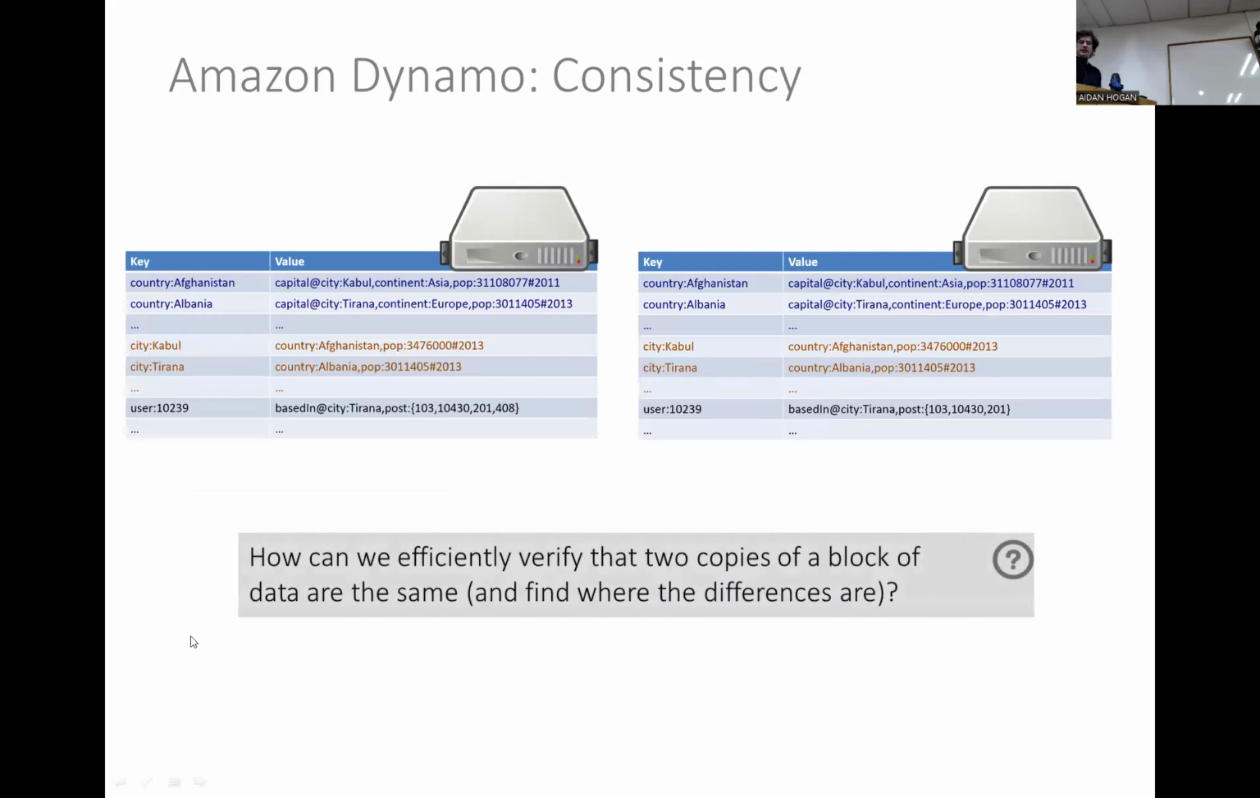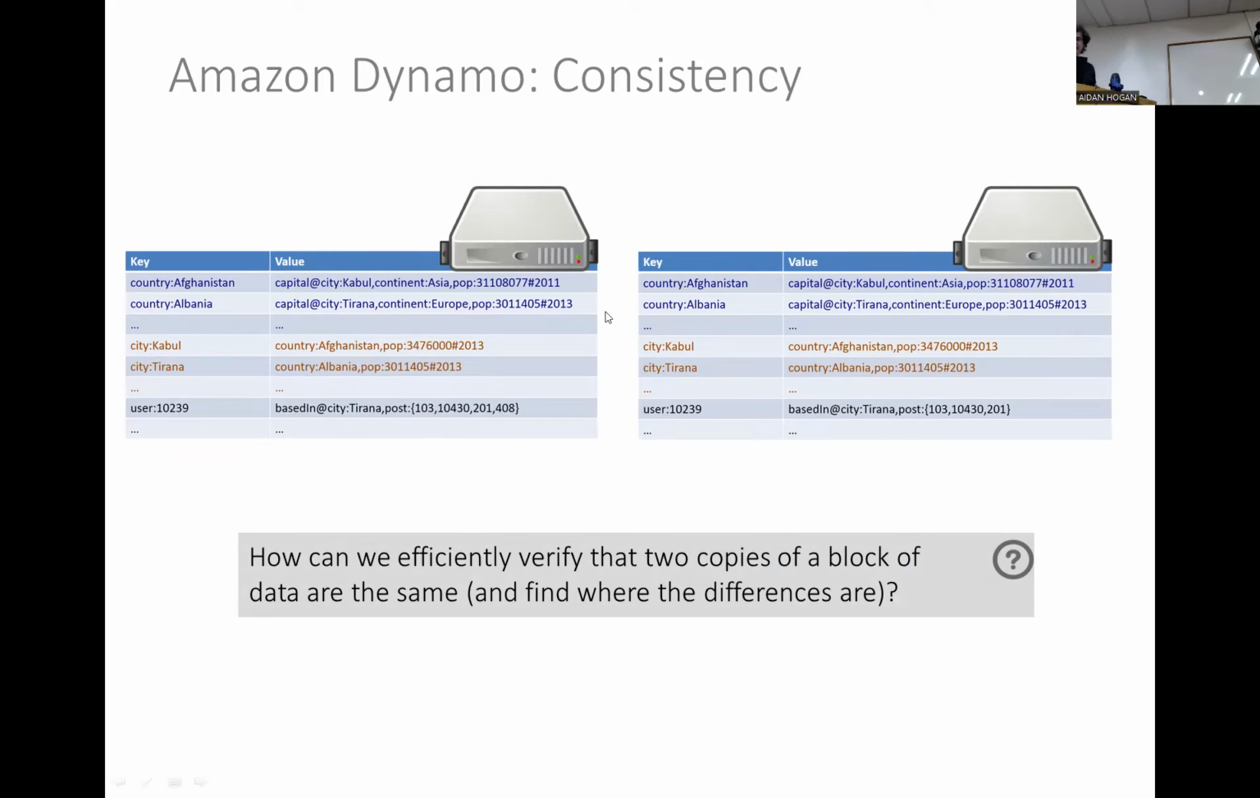In terms of consistency as well, if we have replication, what we would like to know is that they're actually replicas. They're actually replicating each other, that they're copies of each other. So let's say we had two large files or two large indexes here of these maps. So we have two copies on two different machines. How can we efficiently verify that two copies of a block of data are the same and find where the differences are? So essentially, we'd like to know, are these two copies of this file or this index the same? And if they're not the same, where are they different, right?